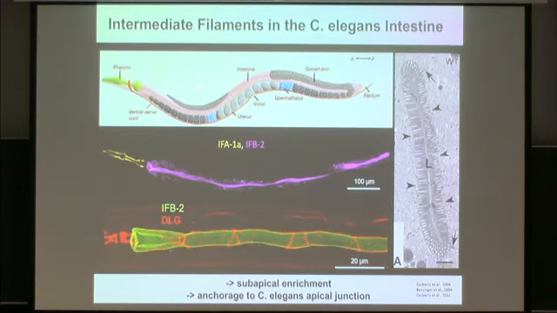Now, if we look at the C. elegans again, I have another image here. This again, anterior posterior part. This is already the part I showed you.